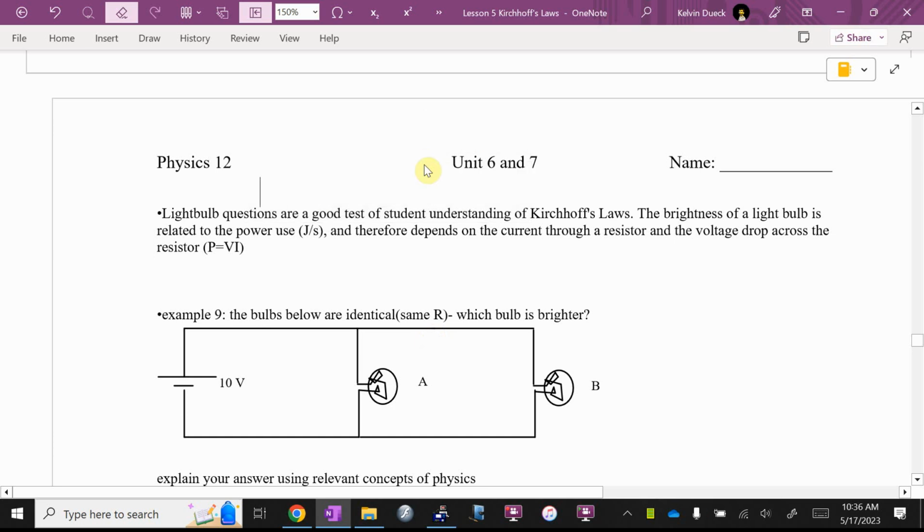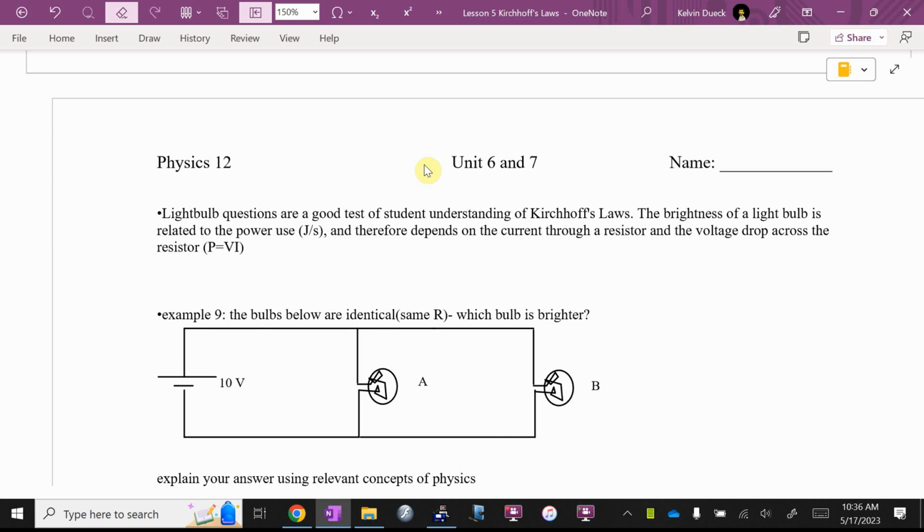So continuing from yesterday, light bulb questions are a good test of student understanding of Kirchhoff's laws. In fact, there is going to be a "you're using principles of physics to explain" question. I guarantee it's going to be a light bulb question. And what I'm going to ask you about is the brightness of a bulb.